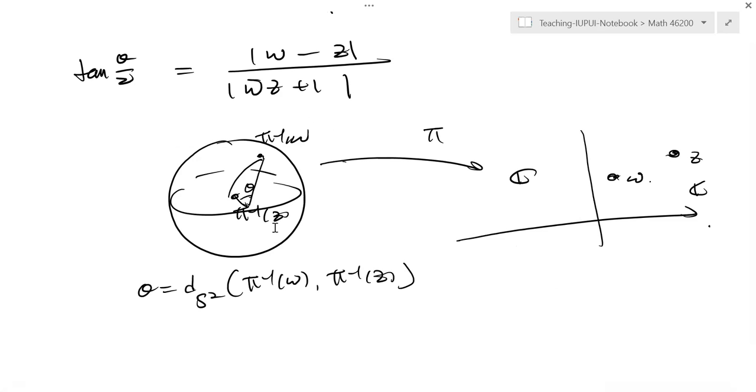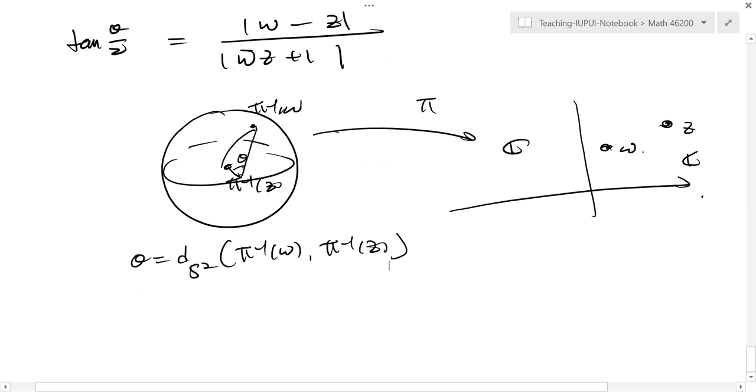Now that's a much simpler formula. Then you can determine the distance using the complex norm. The map pi is pretty standard, right? It's easy to see, easy to construct. How to find the direct map? That's a good exercise, okay?